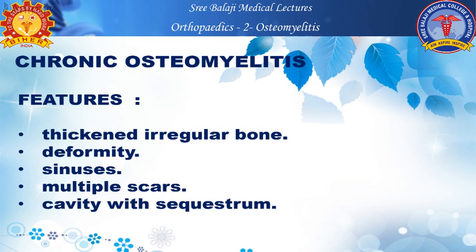Features of chronic osteomyelitis: when the infection persists for more than 6 weeks, it is said to be chronic osteomyelitis. Because of repeated infection and acute exacerbations of the chronic infection, the affected bone will be thickened and irregular, and with prolonged infection the bone may be deformed. Multiple sinuses and scars will be there, and the sinuses may discharge pus along with spicules of bone. Bone spicules coming out of the sinus is a characteristic feature of chronic osteomyelitis. And X-ray will show a sequestrum lying in a cavity.